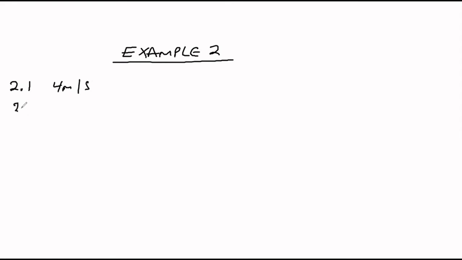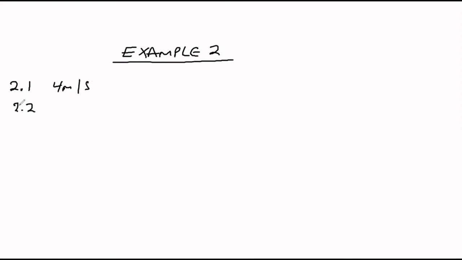Example number 2. Okay, the first question. What is the initial velocity of the ball? So of course the ball takes the initial velocity, which is the velocity of the air balloon. So it's 4 meters per second and it is upwards.